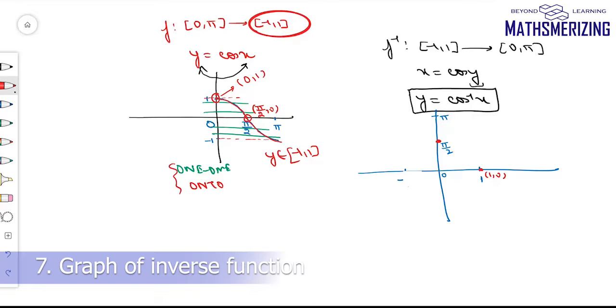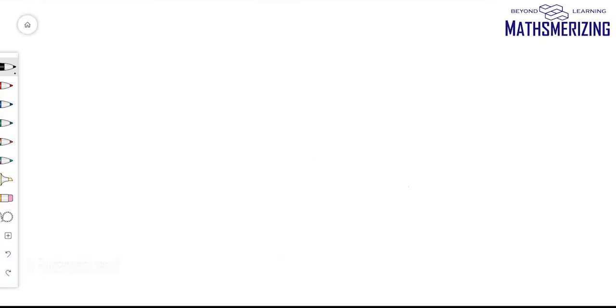Now finally I'll come to this point. So this point is (pi, -1). So when x is pi, y is -1. So if I interchange, when x is -1, y is pi. Now I'll draw an approximate graph. So an approximate graph will actually look like this. So that is the graph of cos inverse x.